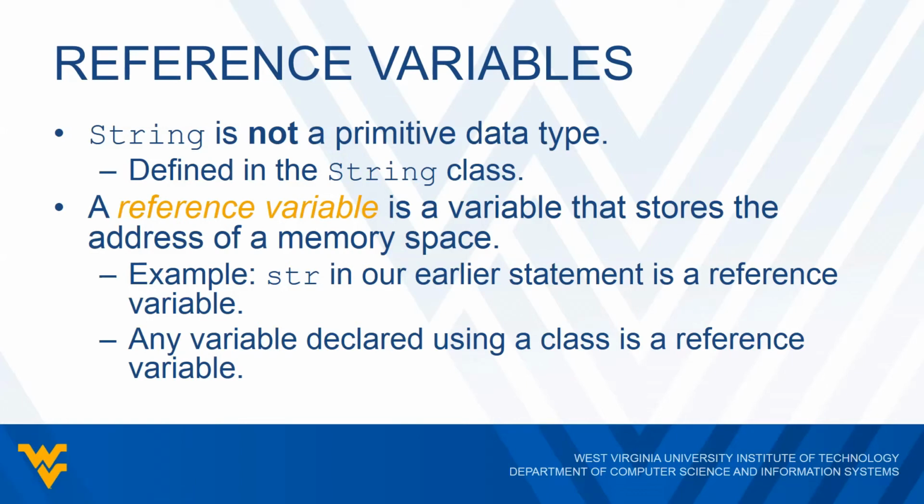As another example, we've done Scanner console equals new Scanner(System.in). Console in this case would be a reference variable because we do new Scanner on the right hand side. That creates what we call an object. We're going to talk about that in just a minute. It allocates memory for our scanner, and then we get the address of that, and that's what gets stored in console. So console is another example of a reference variable. Like I said, any variable that stores a memory address would be a reference variable.